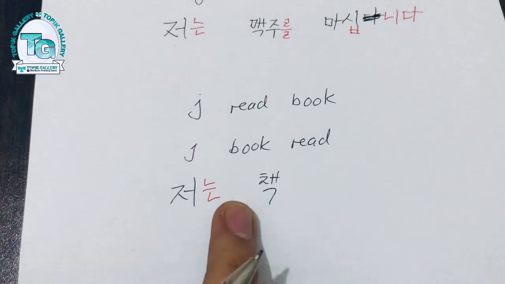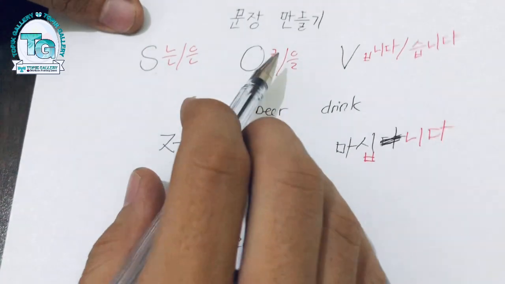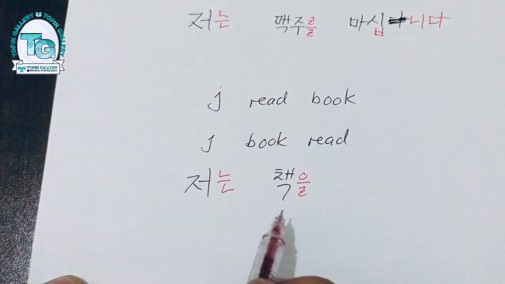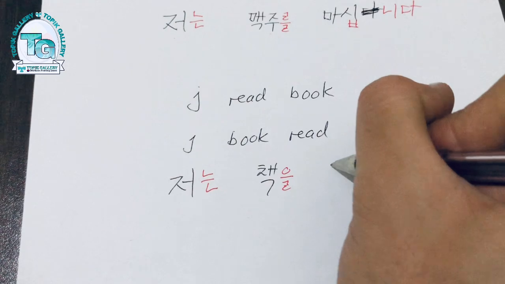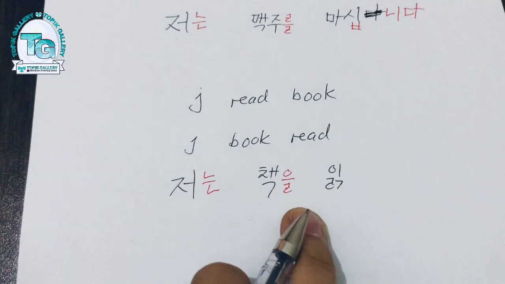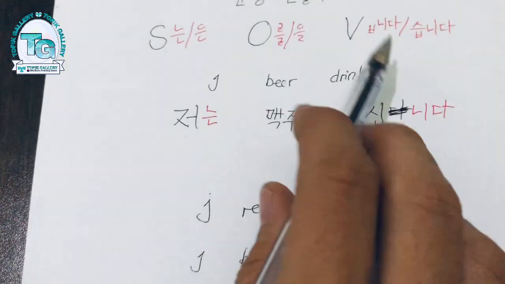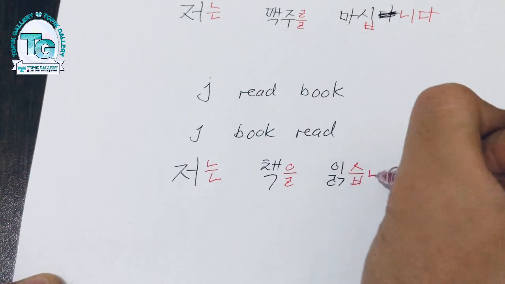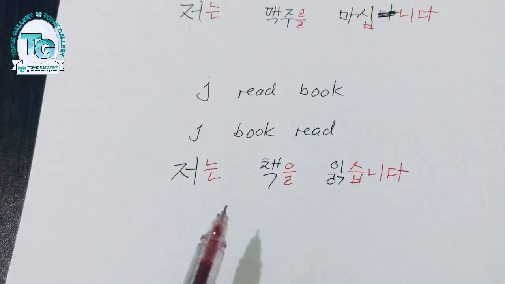Book is chaek. The last letter is the giyeok, which is a 받침. So when there is a consonant at the bottom, what do we put? Yes, 을. So you put 을 after chaek, making 책을. So 저는 책을, and then "read" in Korean is 읽다, and the verb stem is ik. So it's ikda, it has da. Remove the da. Then when the last letter is a consonant, we add 습니다. So 저는 책을 읽습니다. So, I read book.